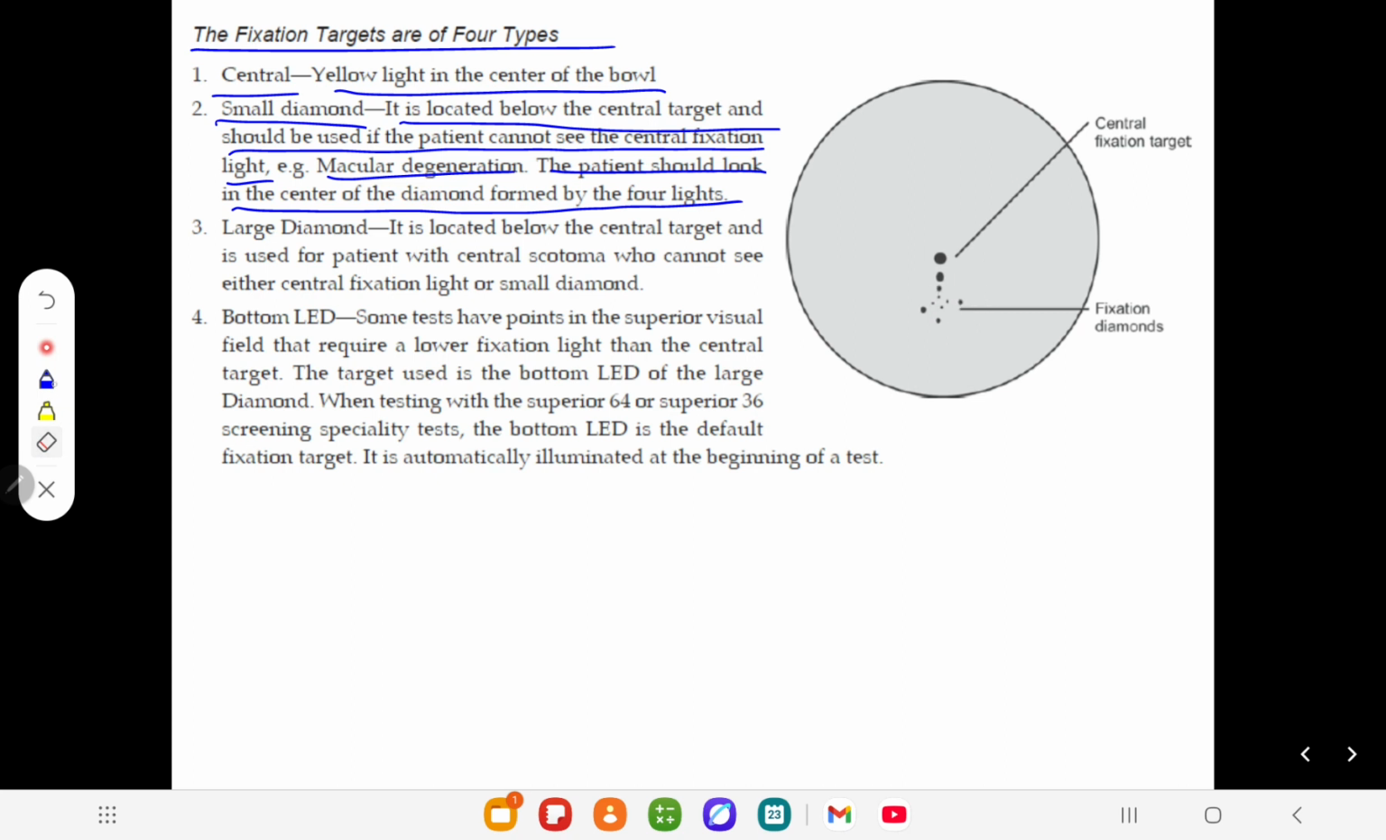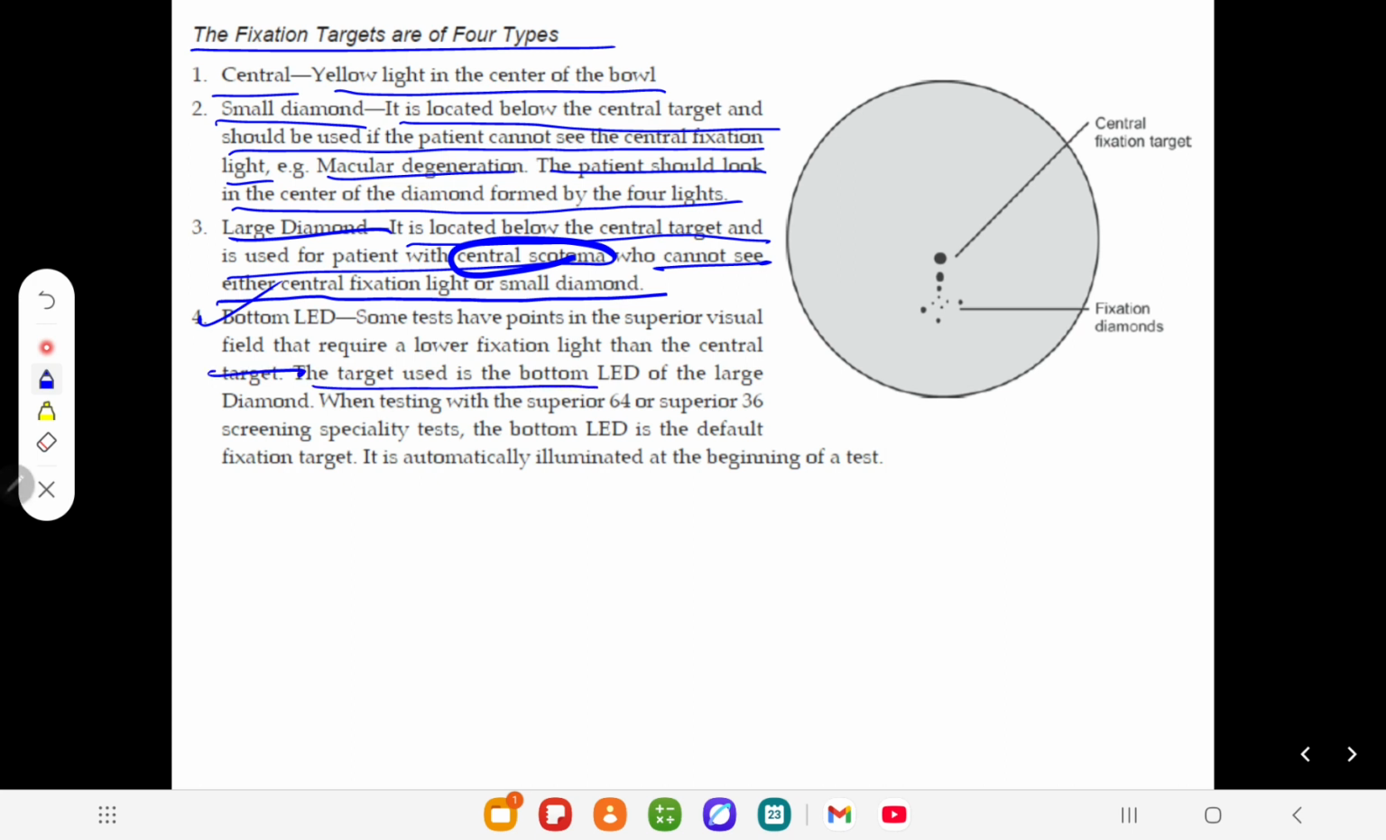And then can you see this large diamond? It is located below the central fixation and it is used for patients with a central scotoma who cannot see either the central fixation light or the small diamond. So if they can see the small diamond and can centrally fix it, then we will not go to the large diamond. Okay. So for bottom LED, what is bottom LED? Some tests have points in the superior visual field that require a lower fixation light than the central target.